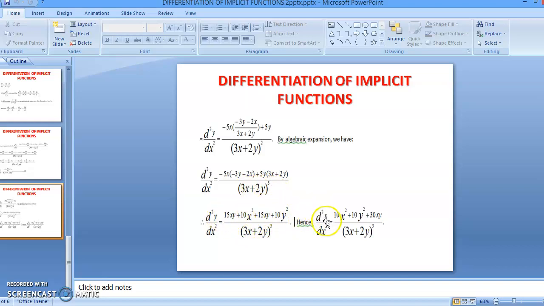Hence, your d squared y over dx squared will be, now collect like terms and add, 10x squared plus 10y squared. Then you have 15xy plus 15xy, that gives what? Plus 30xy. All over 3x plus 2y cube. So that is the result for d squared y over dx squared. So you observe that we have come to the end of the solution to the problem.